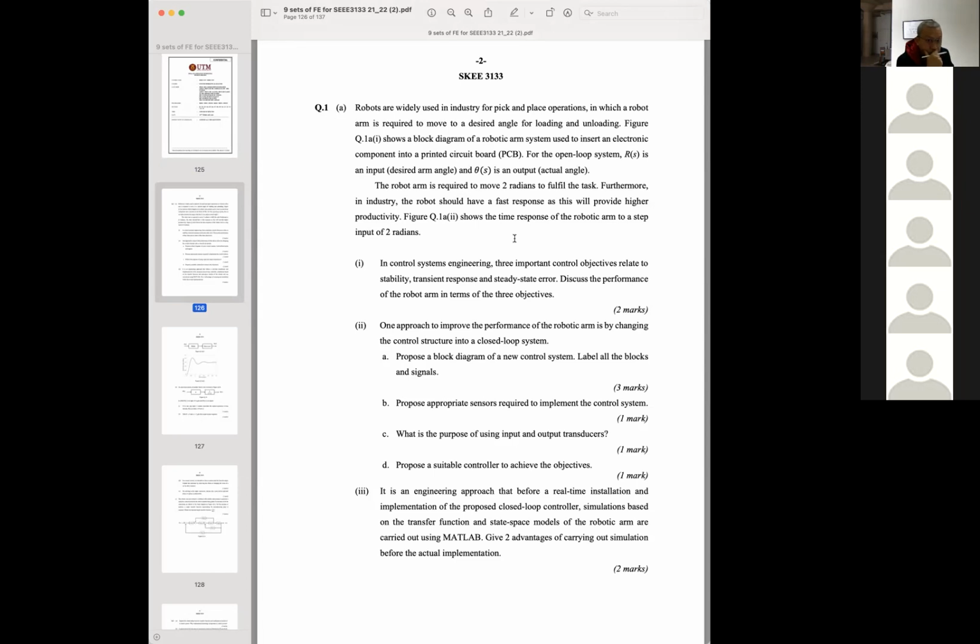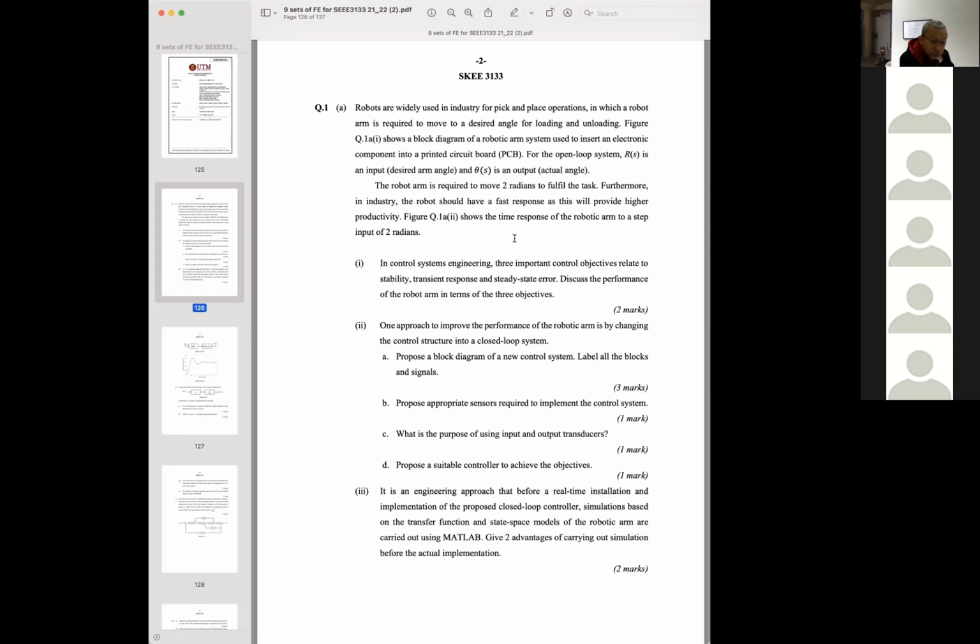1 Roman. In control systems engineering, 3 important control objectives relate to stability, transient response, and steady state error. Discuss the performance of the robot arm in terms of the 3 objectives. Number 2, one approach to improve the performance of the robotic arm is by changing the control structure into a closed loop system. A. Propose a block diagram of a new control system. Label all the blocks and signals. B. Propose appropriate sensors required to implement the control system. C. What is the purpose of using input and output transducers? D. Propose a suitable controller to achieve the objectives.